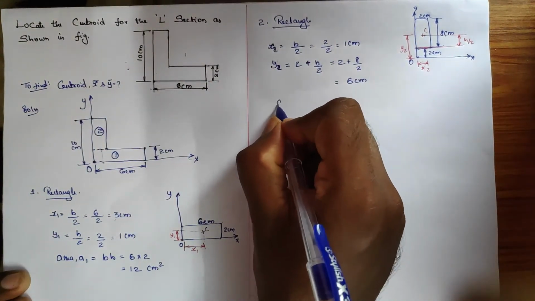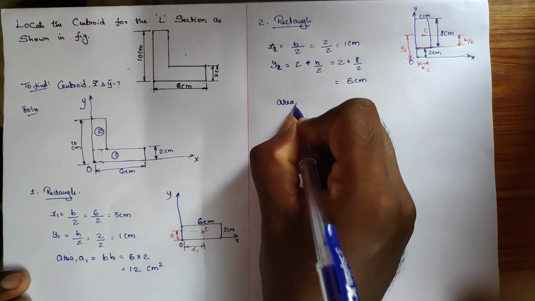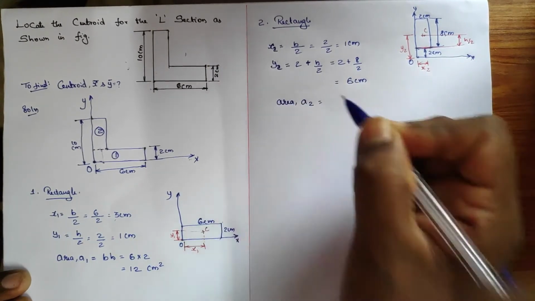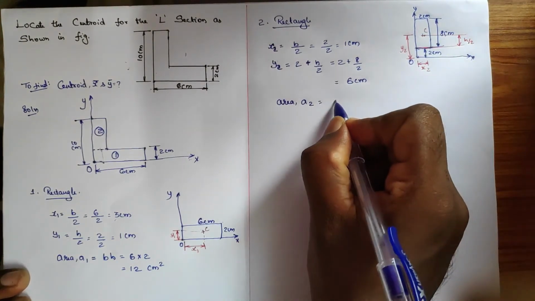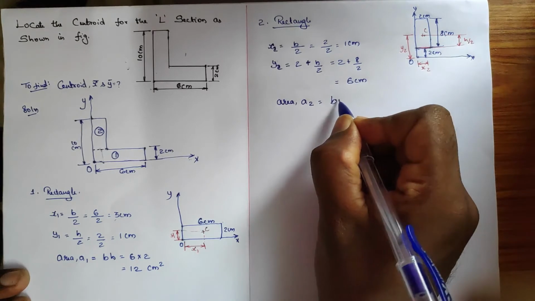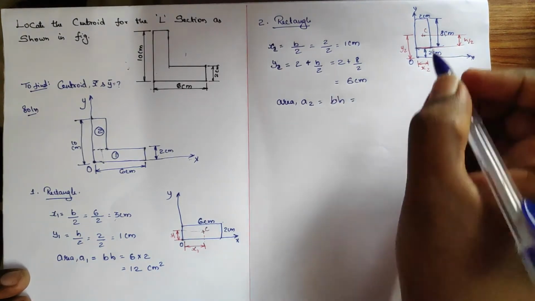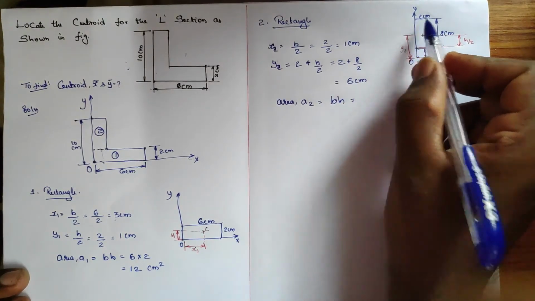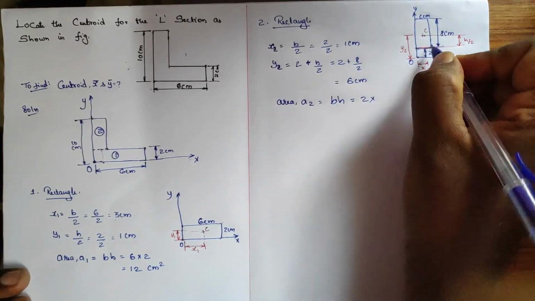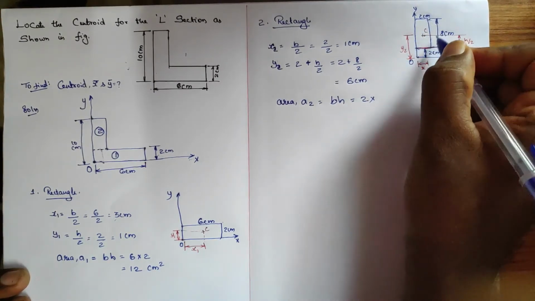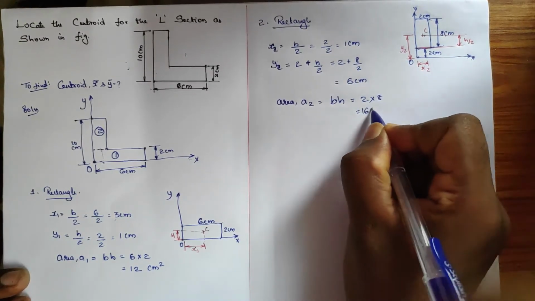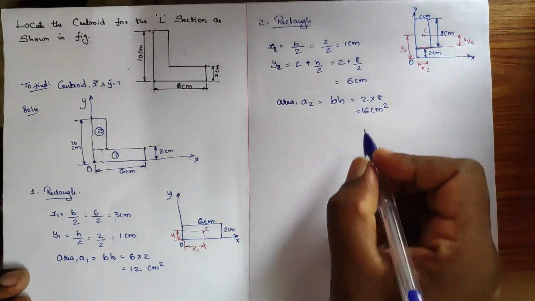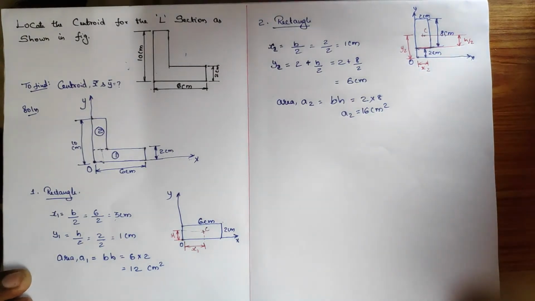So here we are going to find out the area A2. It's a rectangle, so the similar formula, length into breadth. So b is 2, length is 2, and its width or breadth is 8. So here we get 16 centimeter square. This is A2. Okay, fine.